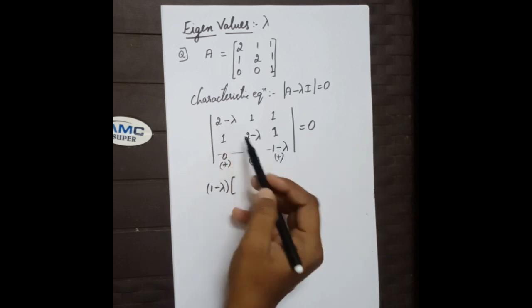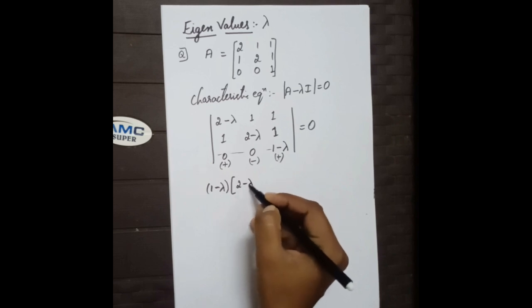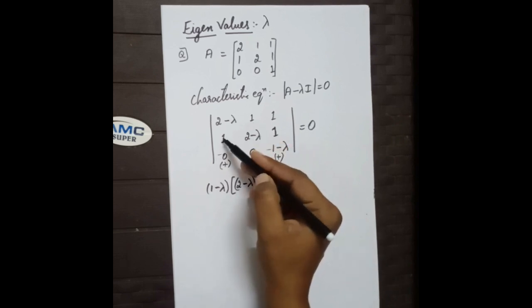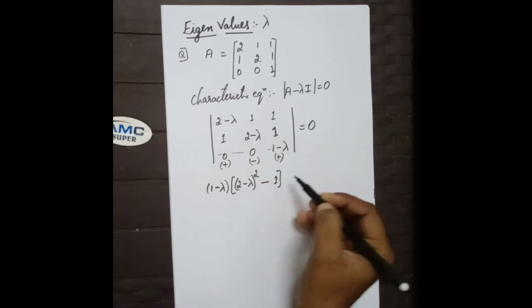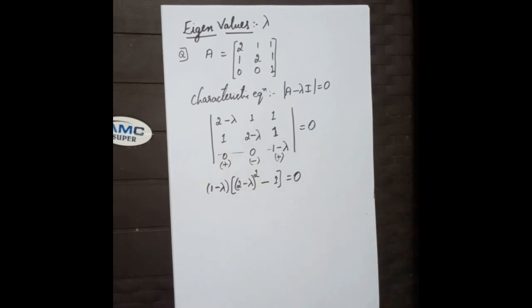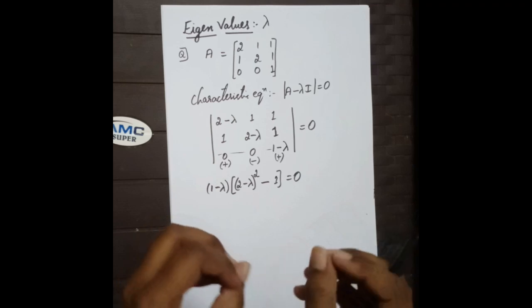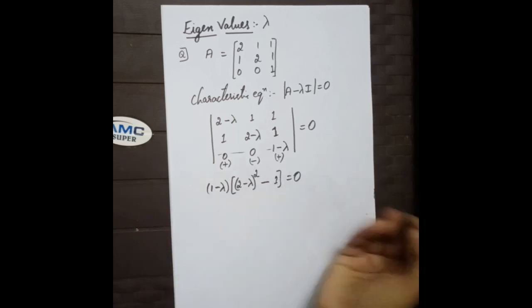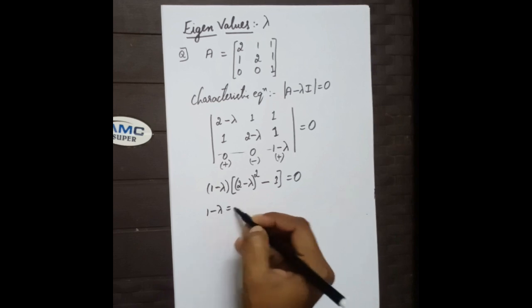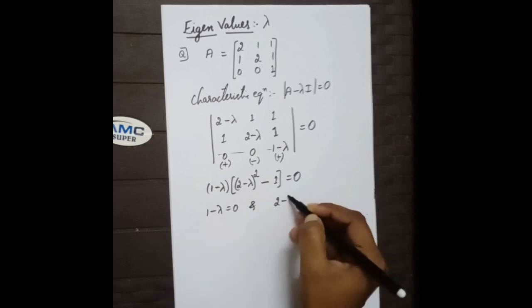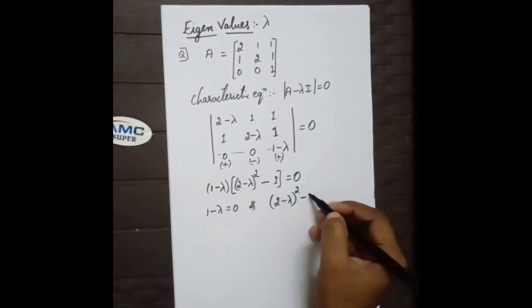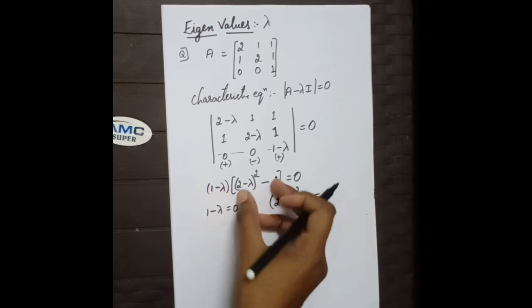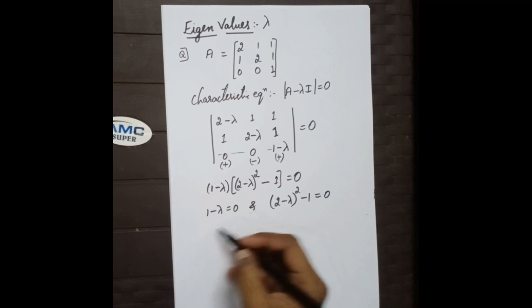we remain with 2 minus lambda into 2 minus lambda, that is (2 minus lambda) whole squared, minus 1 into 1, that is 1, which is equal to 0. See how simple it is. Just by observing some problems, it's going to be very easy. So by seeing it, we can say that 1 minus lambda is equal to 0 and (2 minus lambda) whole squared minus 1 is equal to 0. This is one factor and this is another factor, so we can equate each to 0.